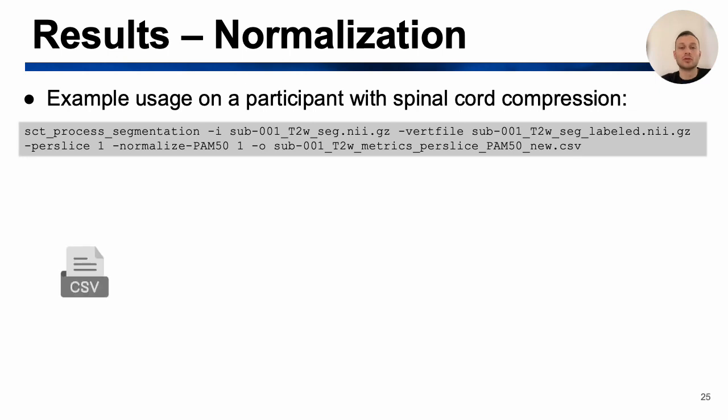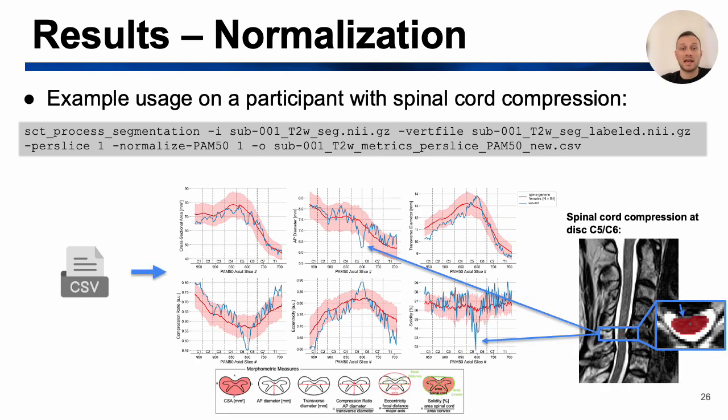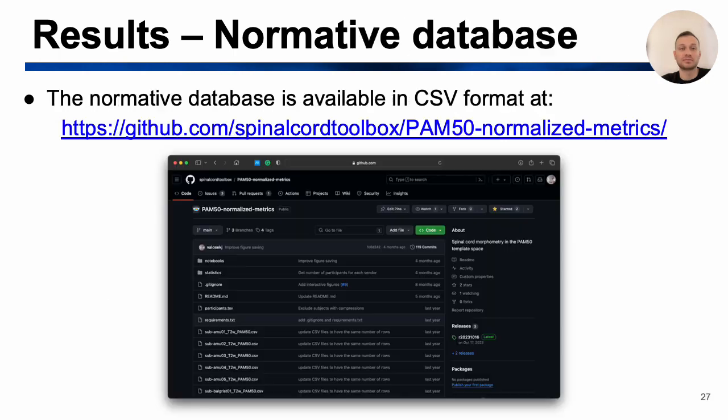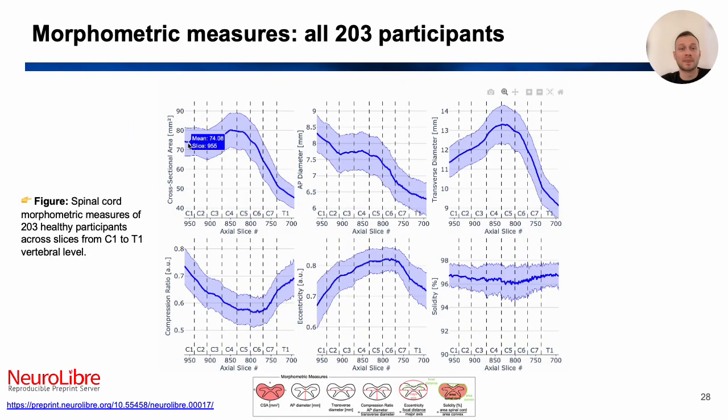The normalized morphometric metrics are saved as a CSV file and can be easily plotted. For example, here we have single subject metrics in blue and normative values for females in red. And we can see how the single subject metrics change at the level of compression. The normative database is open source and available in CSV format, 1 CSV file for each participant.